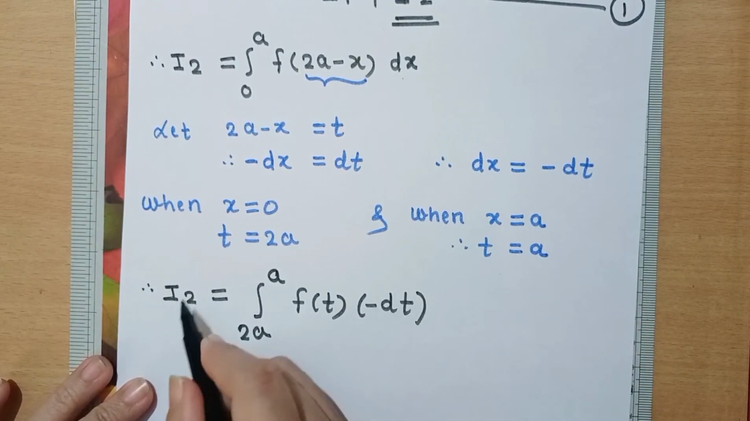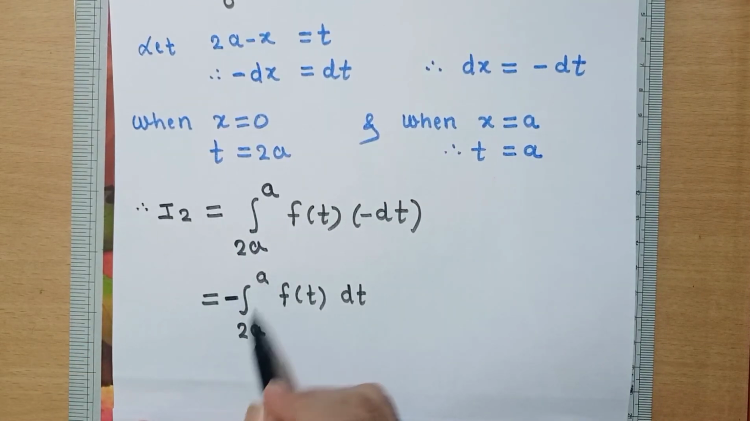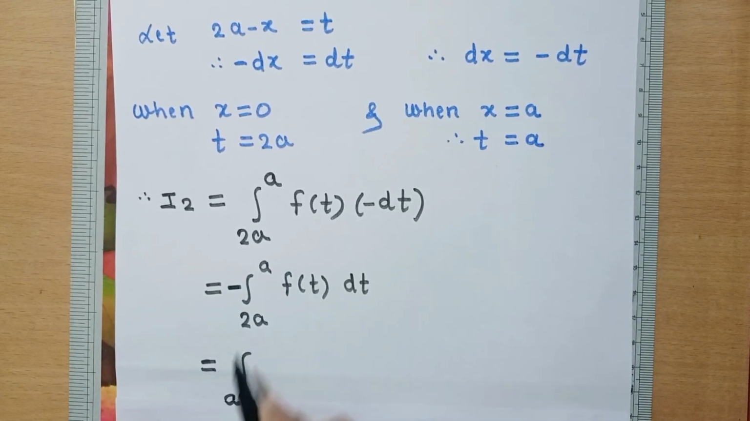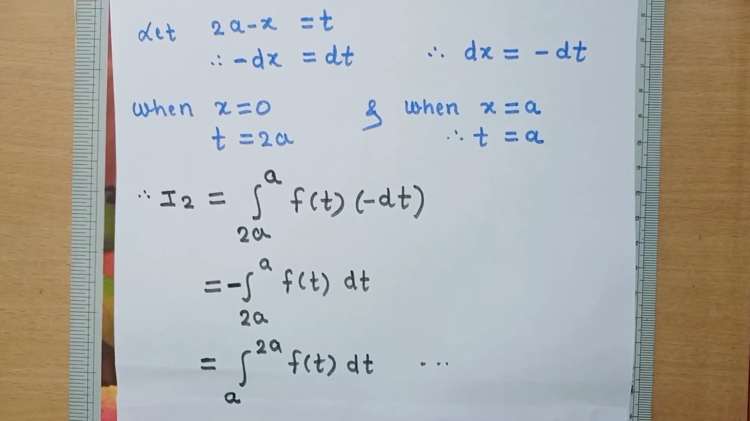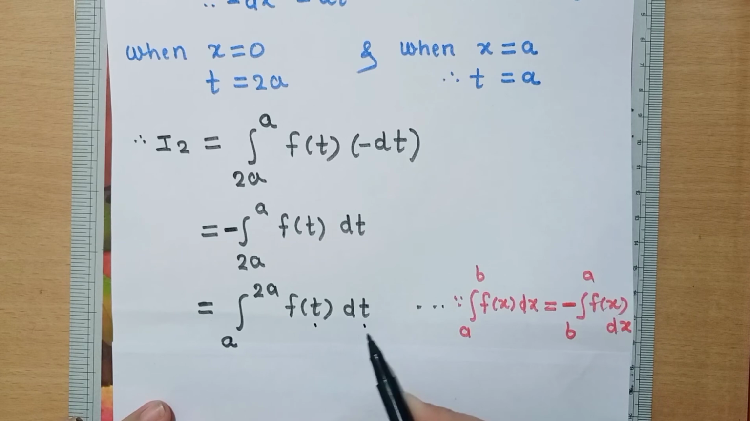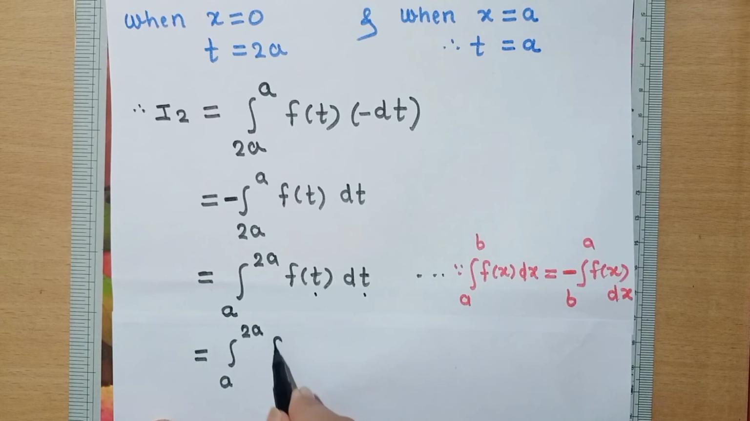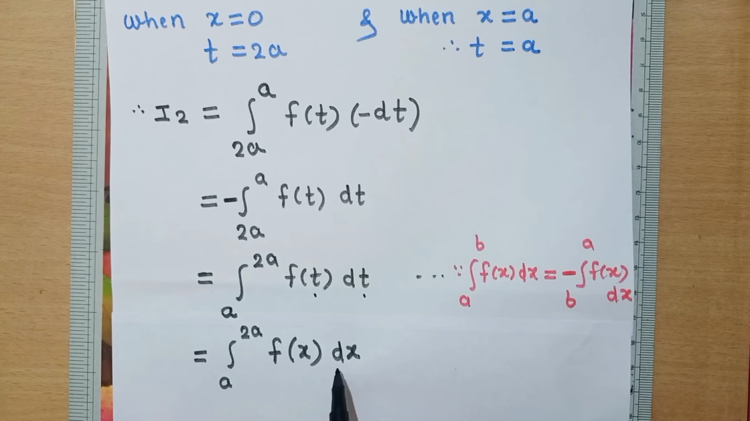Again we will move this minus sign outside, and again as there is a minus sign we have to interchange these limits. So here we will write this limit downside and this limit upside, f of t dt by property 2, and definite integration is independent of variable, and so by property 3 we will write here x instead of t, and we have proved that this I2 integration is integration a to 2a f(x) dx.